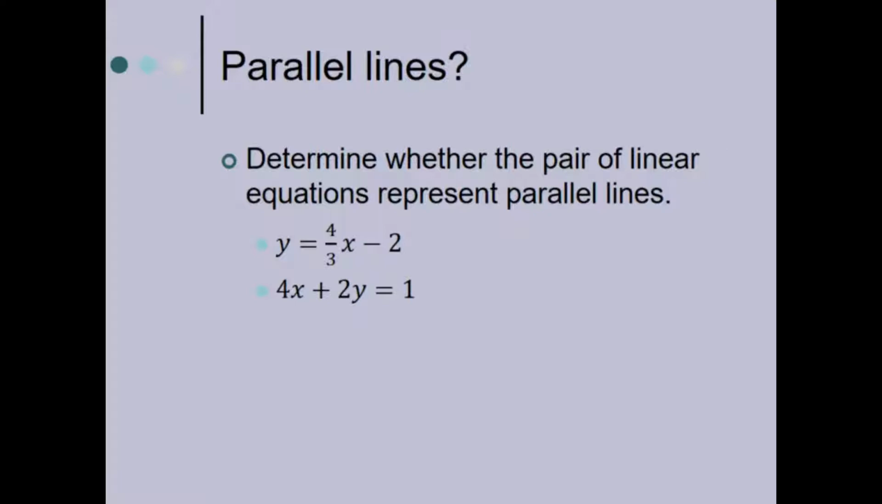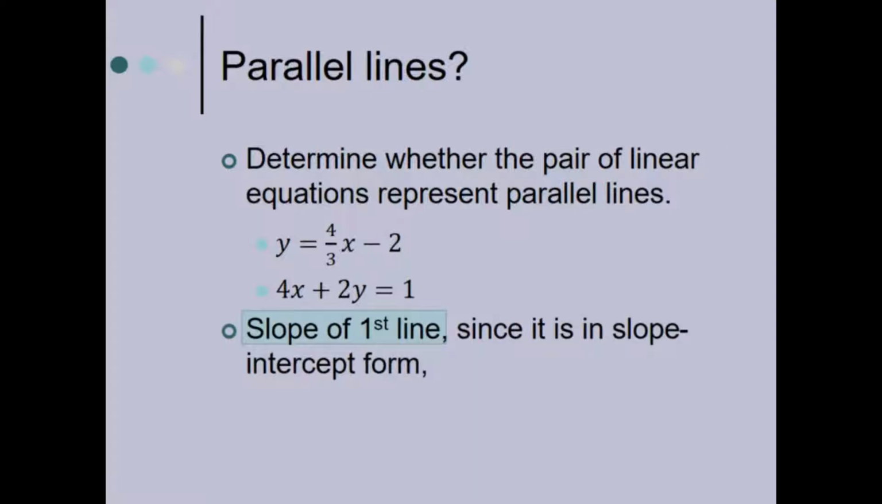In this next example, they're asking whether these two linear equations graph into parallel lines. We need to compare the slopes of each. The first equation is in slope-intercept form, y equals mx plus b, m being the coefficient of the x term, which leads us to the conclusion that the slope of this line is 4/3.